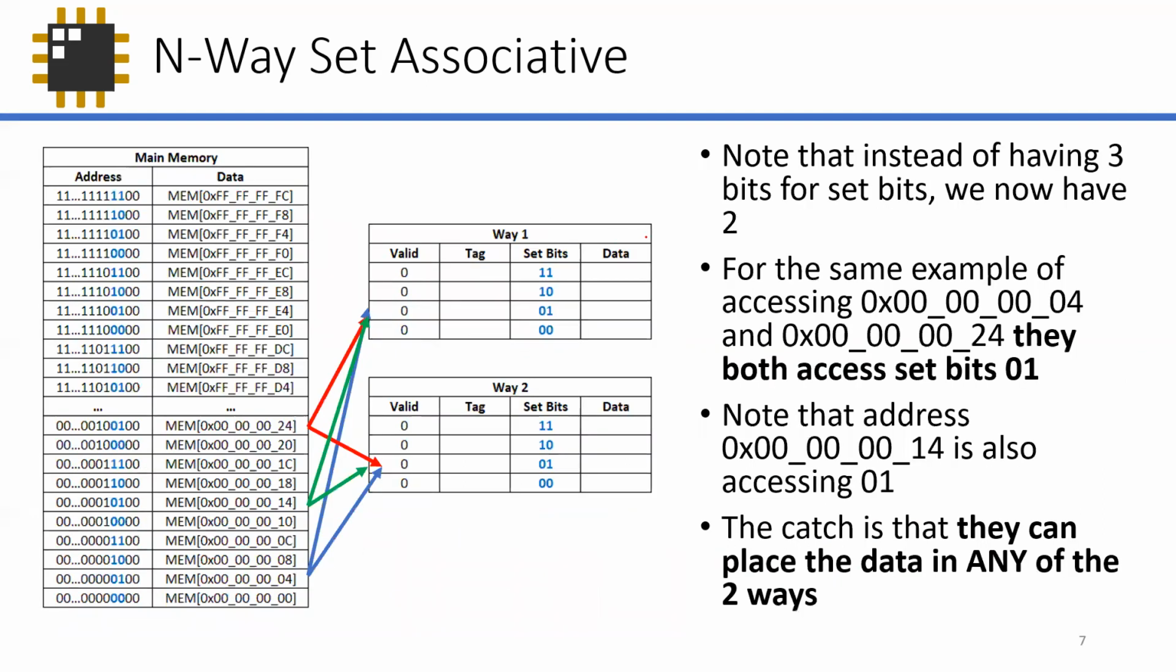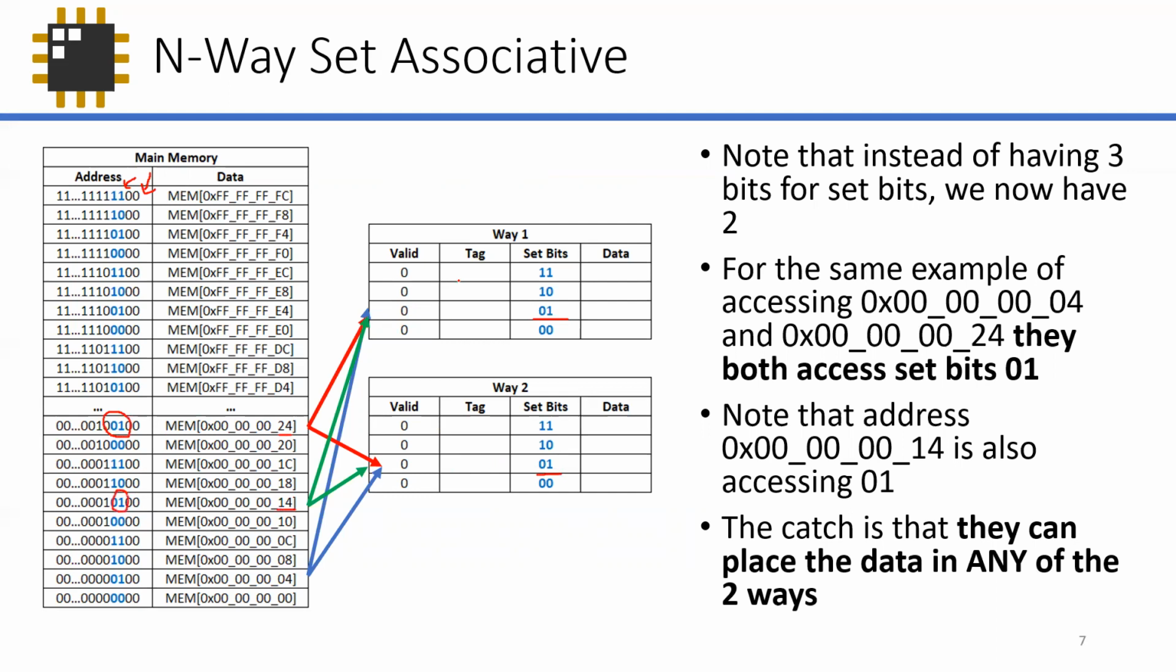So the idea here is that, note, instead of having 3 bits for the set bits, you have two set bits instead. So again, in the main memory, the first 2 bits are the byte offsets. It's always gonna be that way. But then you're just gonna grab the next 2 bits instead of the next 3 bits. Now in the next 2 bits, here's the interesting thing. Let's say for example, 24 can now be written into either way 1 or way 2. And if you look at the set bits, it's also 0, 1. Not a problem. Now 04 is also the same.